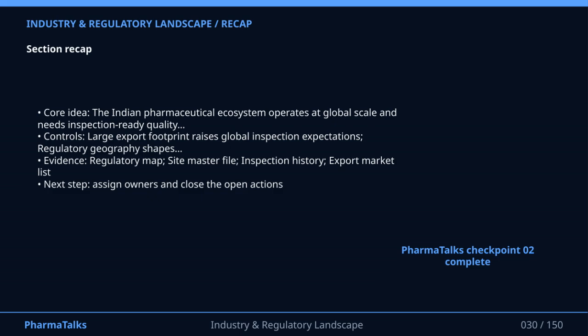We've reviewed key evidence including the regulatory map, site master file, inspection history, and export market list. The next step is to assign clear ownership and close any open actions to ensure continued compliance. With this, we complete PharmaTalks Checkpoint 2.